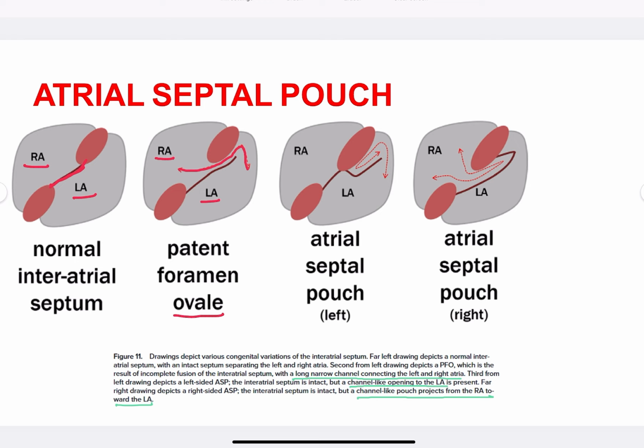The next one is an example of atrial septal pouch arising from the left side. Here we can see this channel-like opening arising from the left atrium, but the interatrial septum is intact. So this is the atrial septal pouch from the left side. Again in the next image we can see the atrial septal pouch on the right-hand side. Here we can see the channel-like opening on the right atrium, but again the interatrial septum is intact. So it is an example of atrial septal pouch, right side.